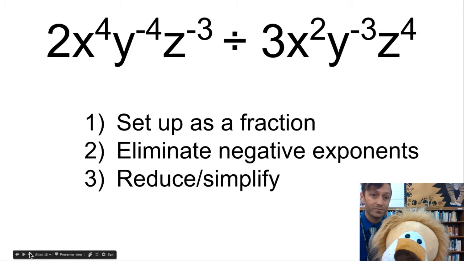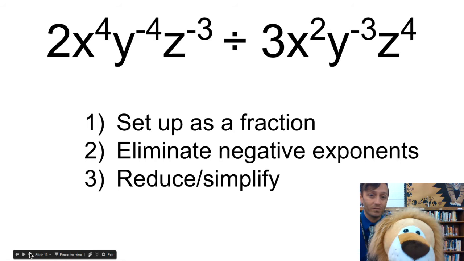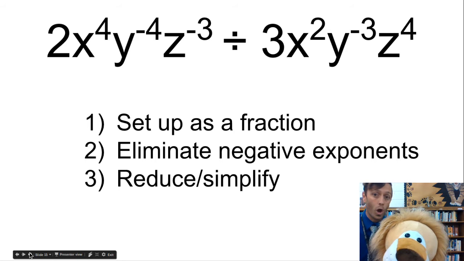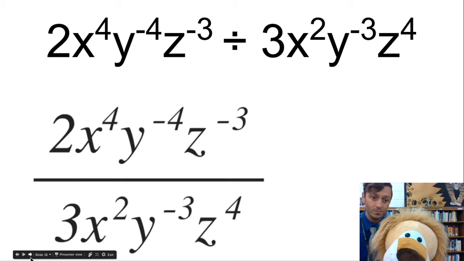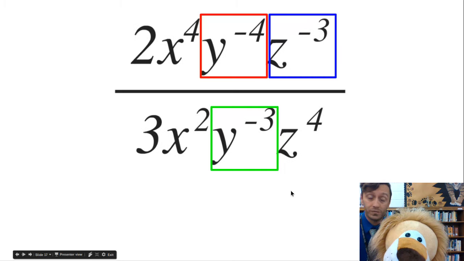First step, setting that up as a fraction, we end up with 2x to the fourth, y to the negative fourth, z to the negative third, over 3x squared, y to the negative third, z to the fourth. Okay? Now, if you watched the exponent to exponent video, you remembered my trick. Anytime we have a negative exponent in the denominator, you can move it to the numerator and make the exponent positive. Likewise, you can go backwards. Anytime you have a negative exponent in the numerator, you can put it in the denominator and make it positive.